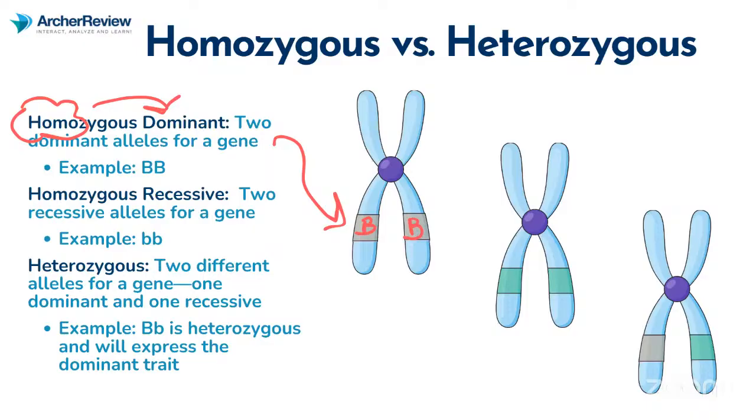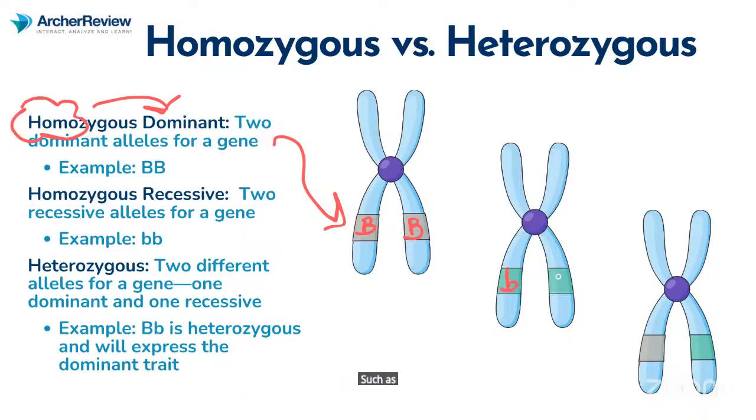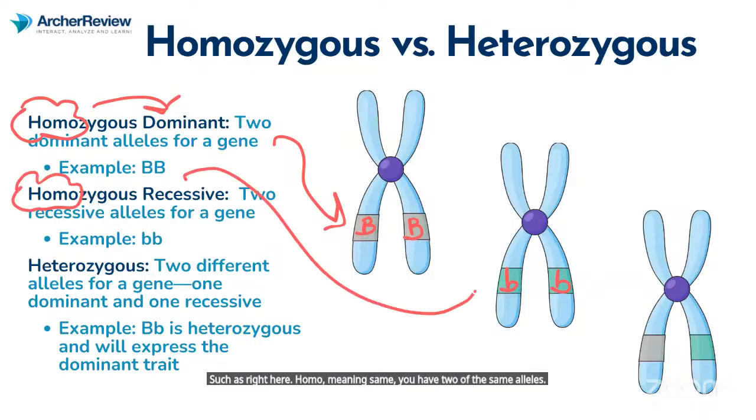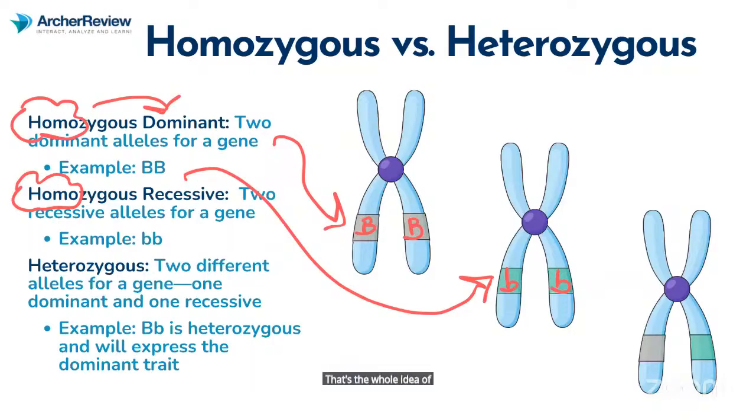Now we have homozygous recessive. This is where you could inherit 2 of the recessive alleles for a gene, such as right here. Homo meaning same, you have 2 of the same alleles. Recessive being the trait that's only going to show up if there's not a dominant trait there. That's the whole idea of Mendel's law of dominance.